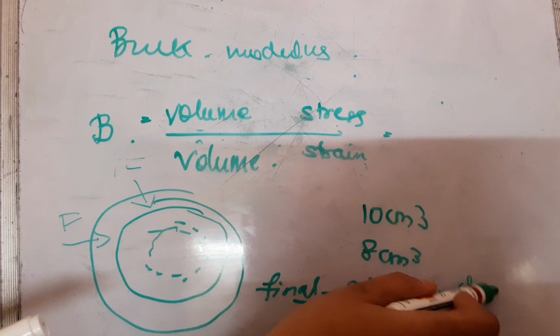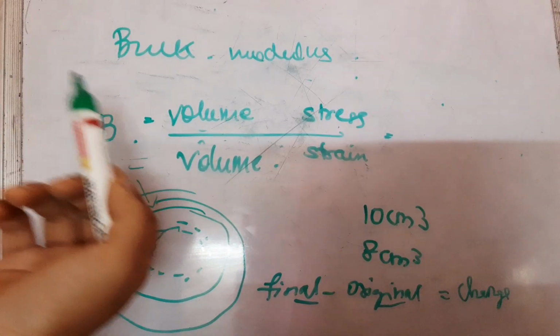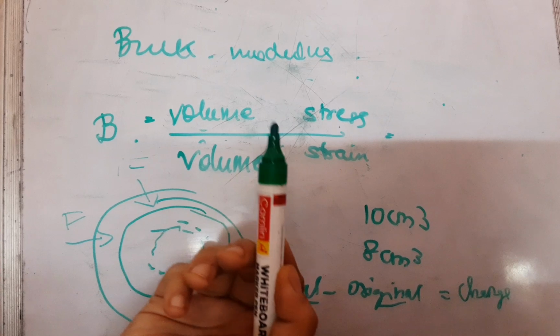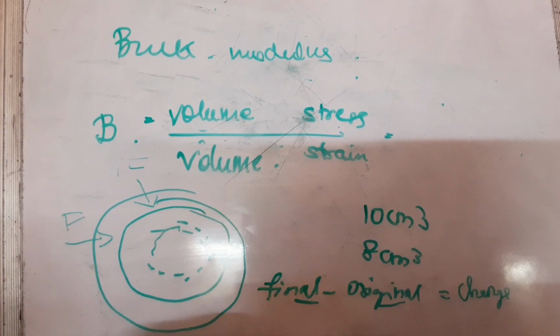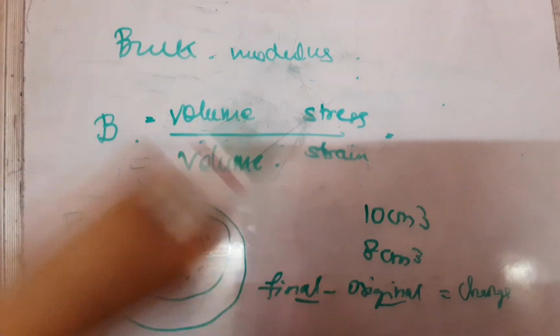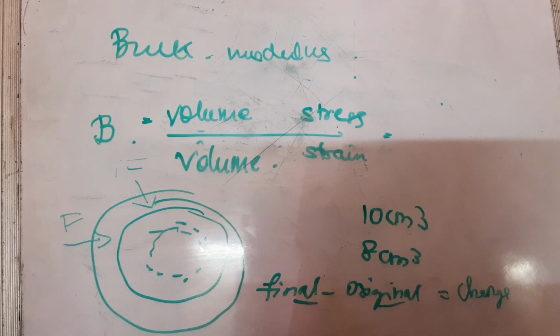Like for example, you had initially 100 rupees. Now you have 120 rupees. So what was the change in your amount? You will say finally I am having 120, initially I was having 100. So final minus initial, that is 20 rupees change you got.